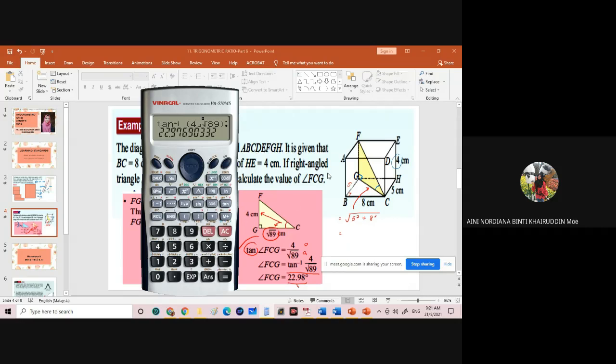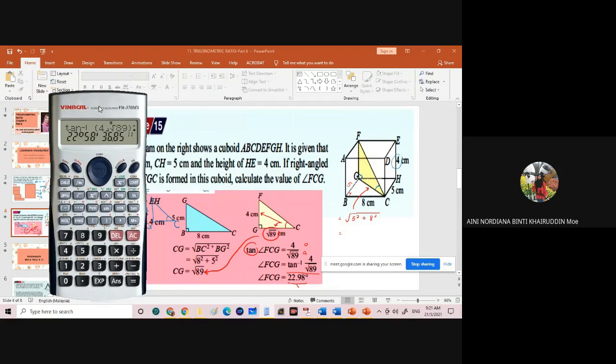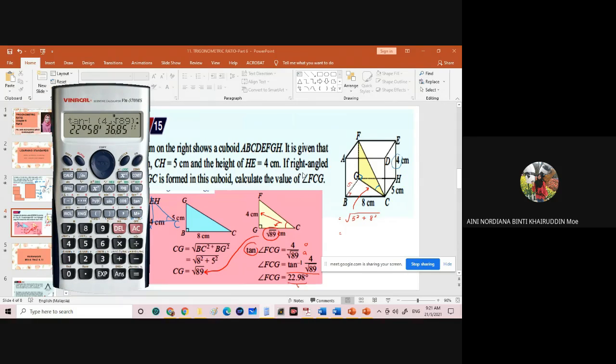If the question asks you to give the answer in degree and minute, you can press this button. So this is the answer in degree and minute. If the question doesn't mention anything, you can give your answer either in degree or degree and minute. Okay.